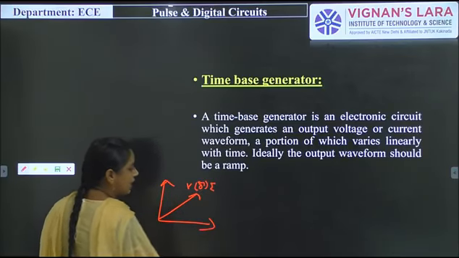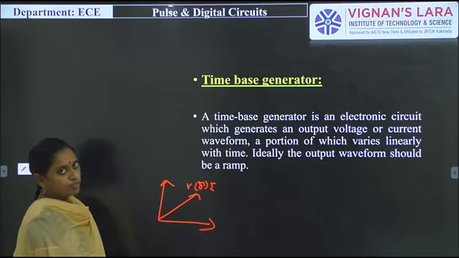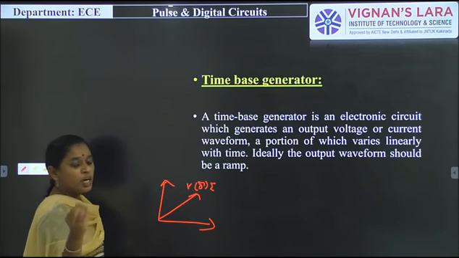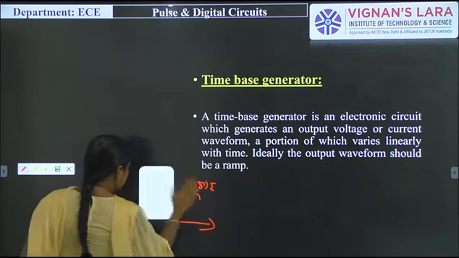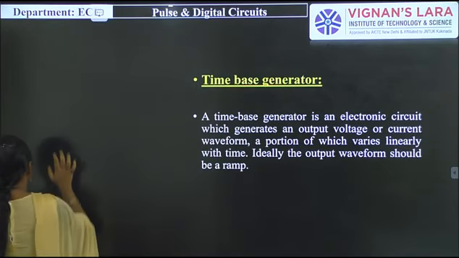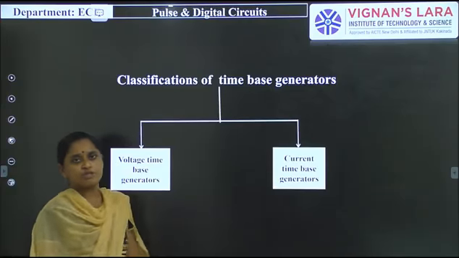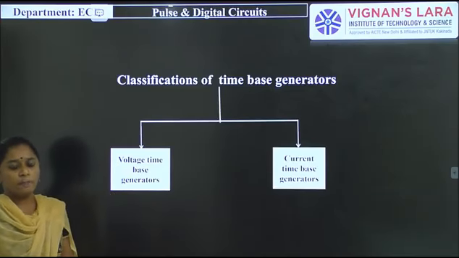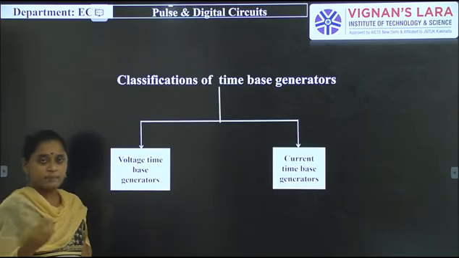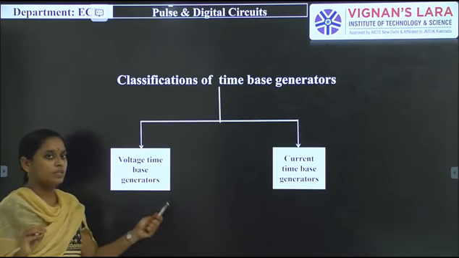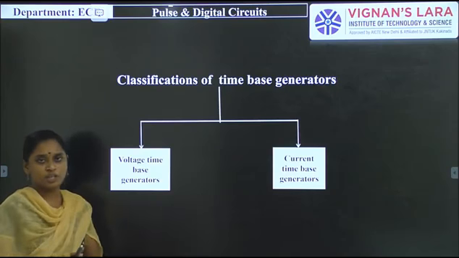So this is about the time base generator, and its major application is in the CRO and also in our television, but the major application is the CRO. Next is the classification of time base generators. Based upon the output, time base generators can generally be classified into two types, that is the voltage time base generator and the current time base generator.